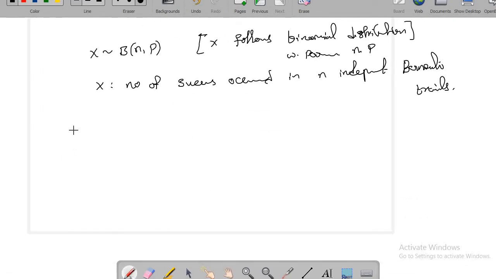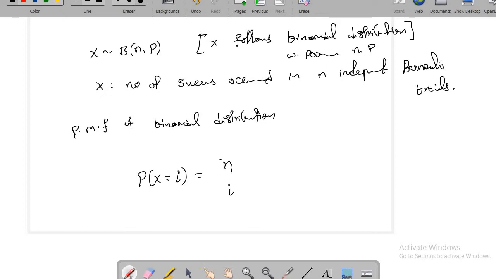And what is the probability mass function of it? So the probability mass function of a binomial distribution is nothing but the probability that X is equal to i, which is given by n choose i, this into p power i into 1 minus p, or you can write q as well, power n minus i, where i equals 0, 1, 2 and so on up to n.